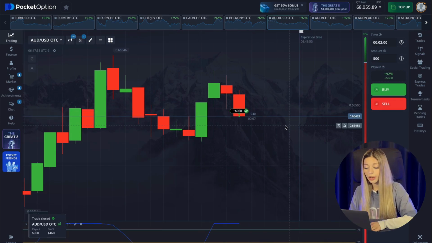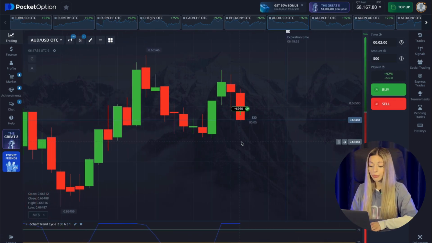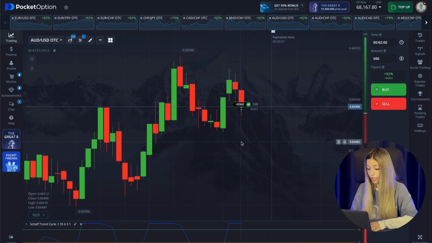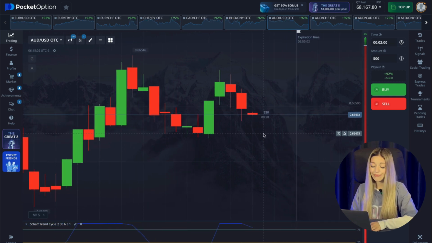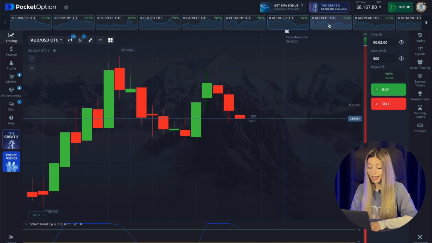Okay, meanwhile our long trade is also hitting profit. We timed it perfectly. Waited for the ideal moment, I would say, and $460 gets added to our balance.